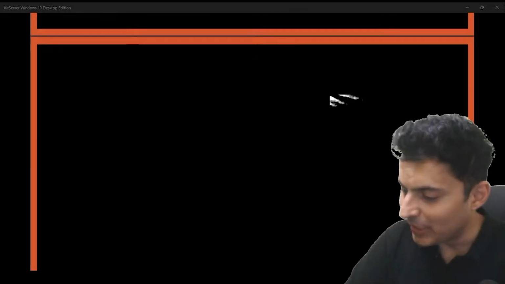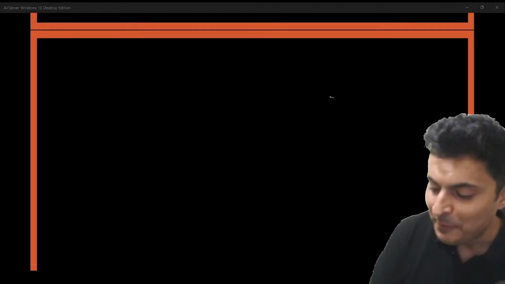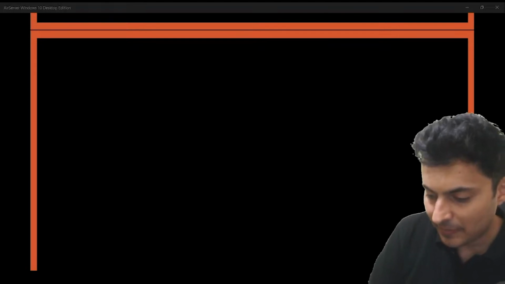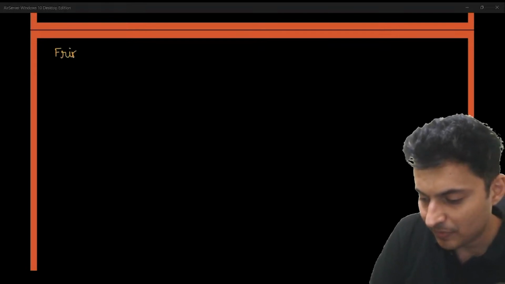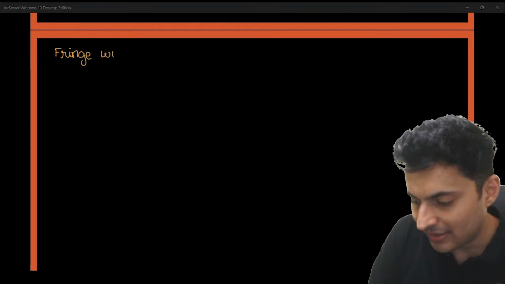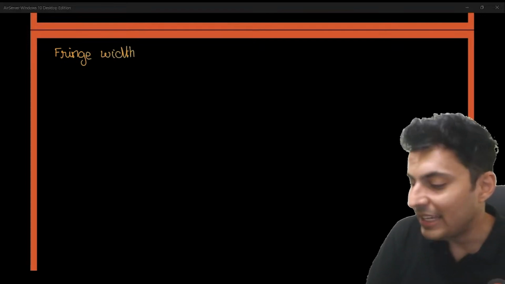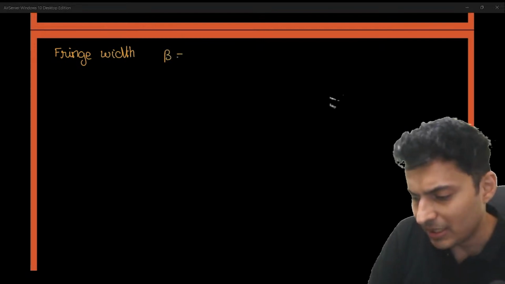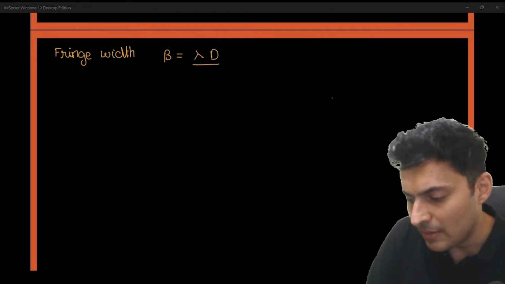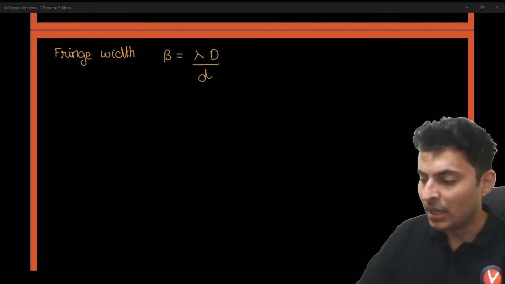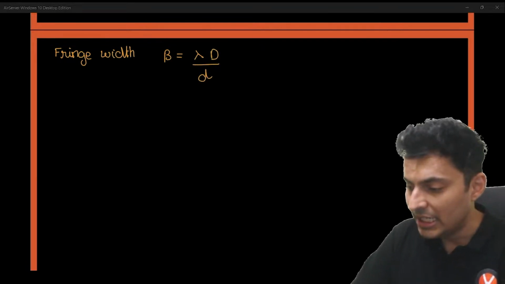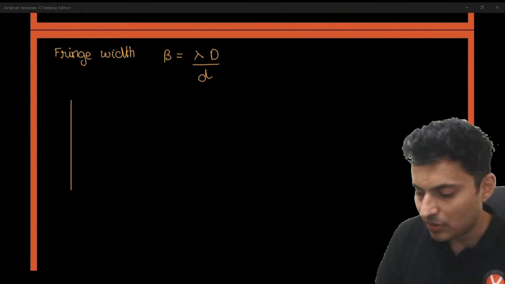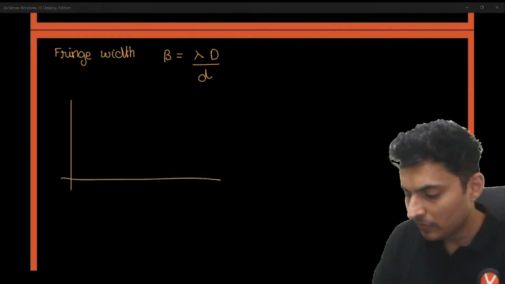Here is one interesting graph which you might need. First one: how does the fringe width vary with different parameters? First of all, if you know the formula, it becomes very simple. Lambda D by small d is the formula. So the variations look very simple, guys. It's not that difficult at all.